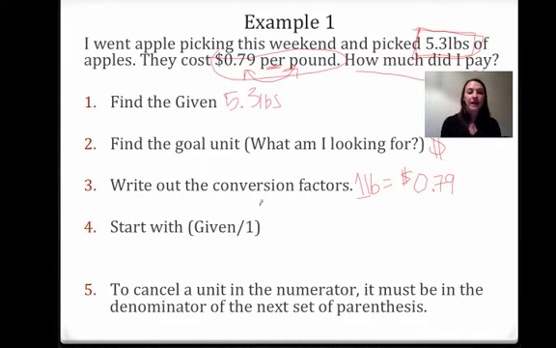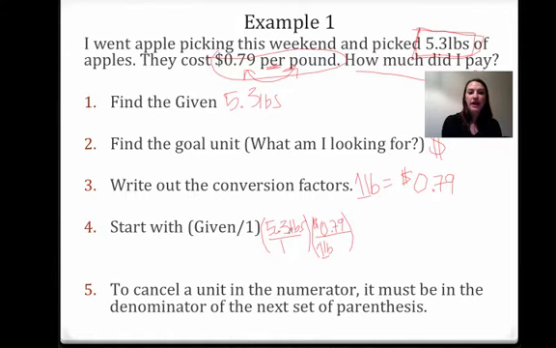So step 4, I'm going to start my actual problem. I'm going to put my given over 1. So my given is 5.3 pounds of apples, over 1. And then number 5, to cancel out pounds in the numerator, I need to put it in the denominator of the next parentheses. So I'm going to use my unit conversion, and I'm going to put 1 pound down here, because pounds is in the top up here. And 1 pound is equal to 79 cents, so I put my 79 cents in the top.